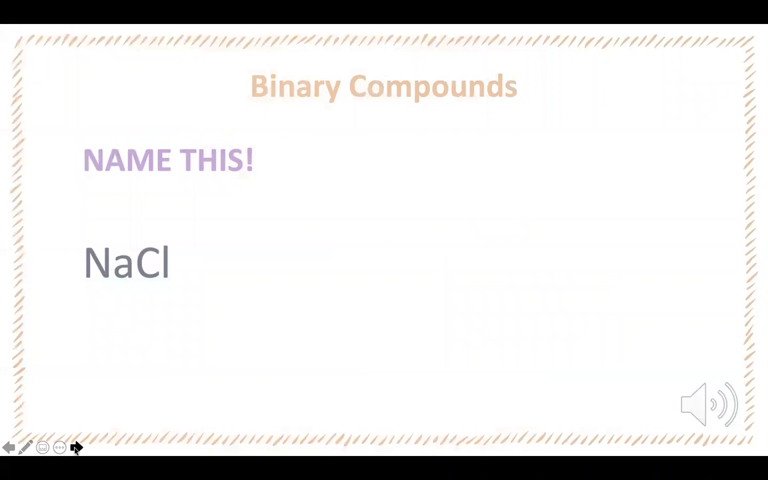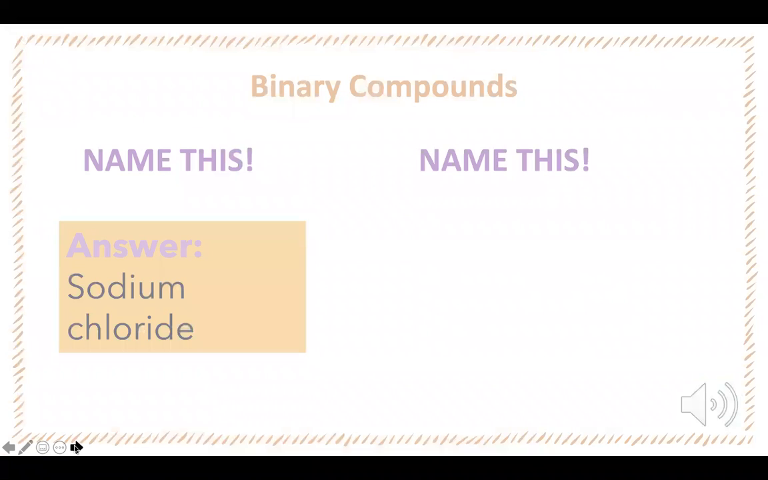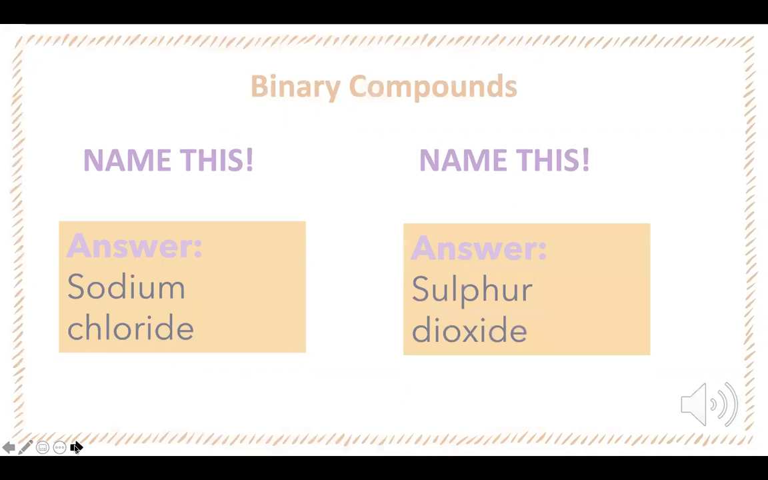Now, I would like you to try naming the compounds on the screen. How do we name NaCl? Excellent! It's sodium chloride. Now, let's try SO2. Good work! You are right. It is sulfur dioxide.